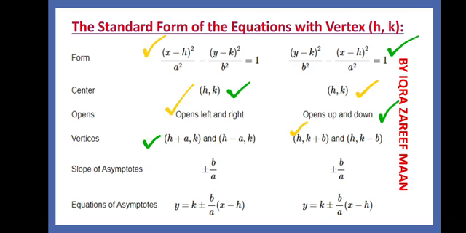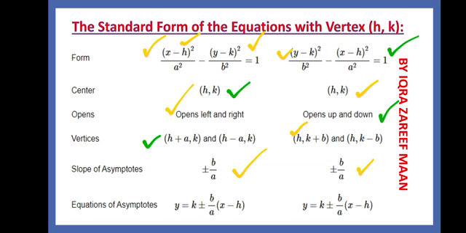And the slope of the asymptote is the same in both cases, that is equal to plus minus b over a, as here in this case b is the denominator of the y coordinate, and in this case b is the denominator of the y coordinate. But we can notice the difference between these two terms, that in this case y acts as the transverse axis, and in the first case the x axis acts as the transverse axis. And the equation of the asymptotes for these two cases is also the same.